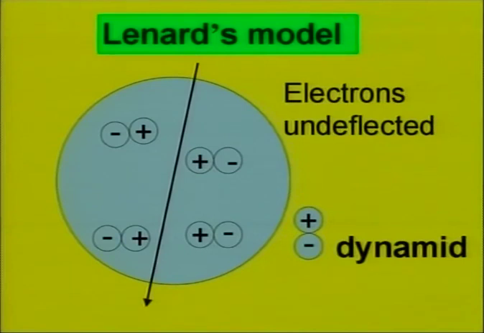For that model, you will find that an electron was fired into it, but it was undeflected, because Lenard's model believed that there was mostly empty space, and then you have dynamos, which are a positive charge plus a negative charge. They were in pairs. So that is Lenard's model. We can now move on to the next.